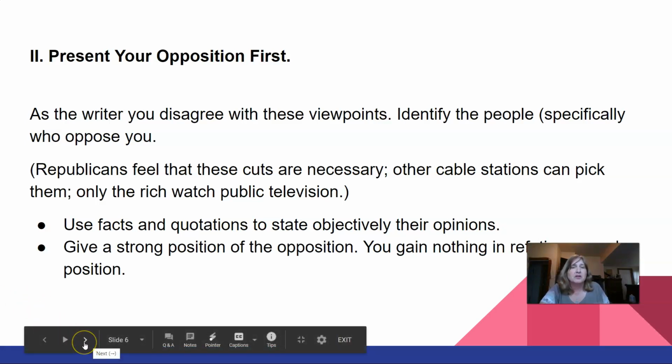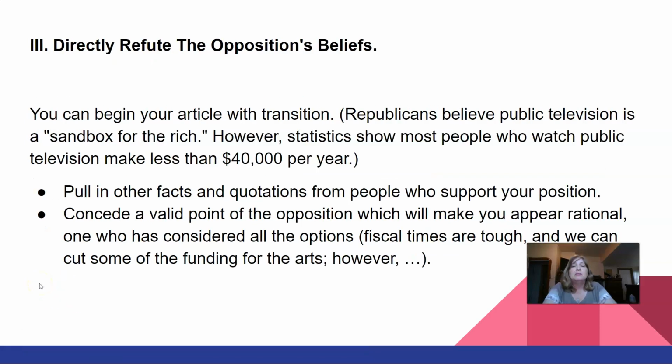And only their strong opinions. So here's an example. Republicans believe public television is a sandbox for the rich. So they used a cute little quote that we have to interpret, meaning that's the place that rich people play when they want to relax. But then the author continues and says, however, statistics show most people who watch public television make less than $40,000 a year. So you just said, here's what my opposition says. Here's an expert, because it says statistics, and then it opposes it. Okay? Now, you just validated your own opinion because you showed that something that your opposition believes isn't true.